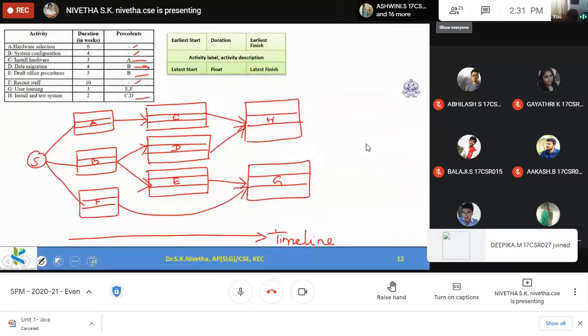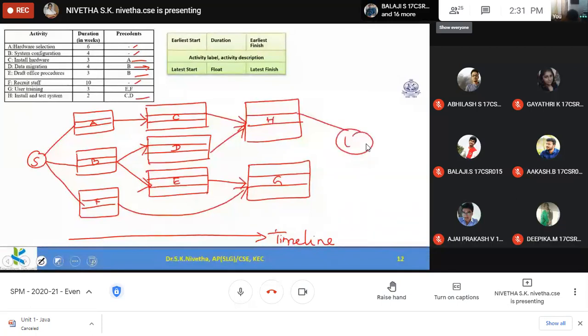So now I am drawing the end. G and H are ended with the end node. So that's all. My precedence network is constructed. Okay. So now the precedence network should have these values on each node. So accordingly, we shall fill them up.